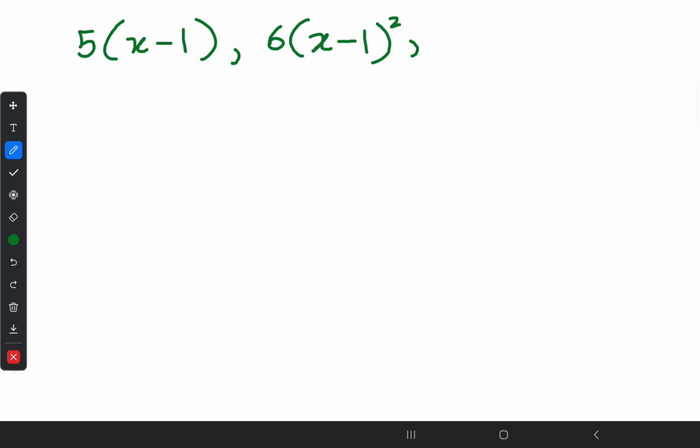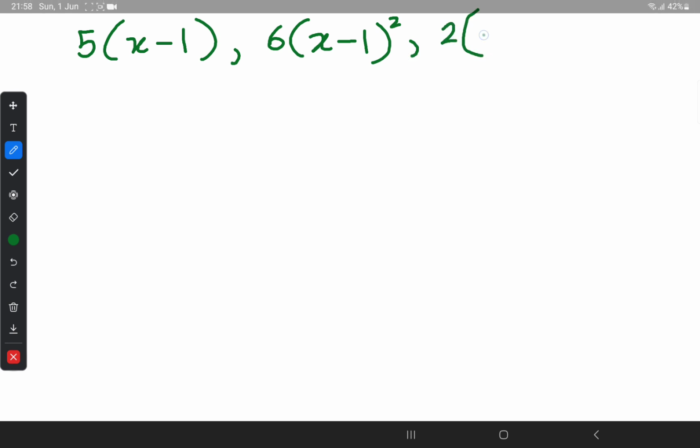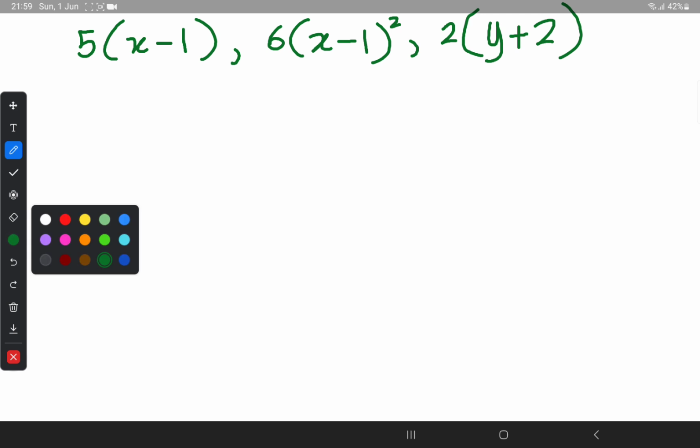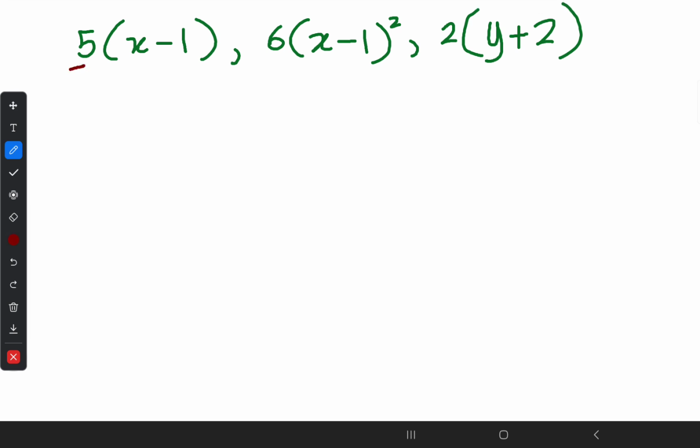In the next set of questions, we will have 5 times (x - 1), 6 times (x - 1) square, 2 times (y + 2). Okay, this expression, how can we factorize? Here also same thing. Find the LCM for the numbers. Other than that, all our expressions, find the LCM for the numbers.